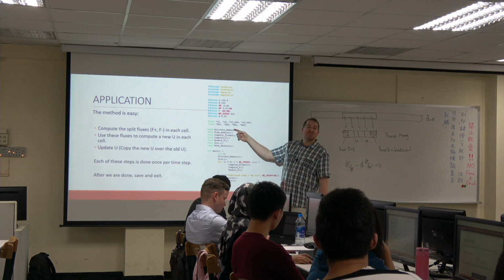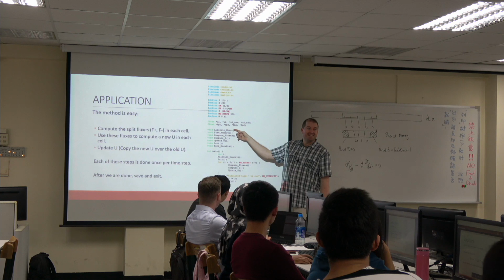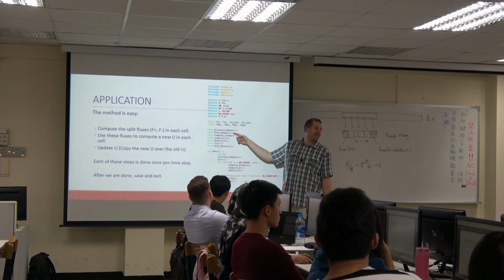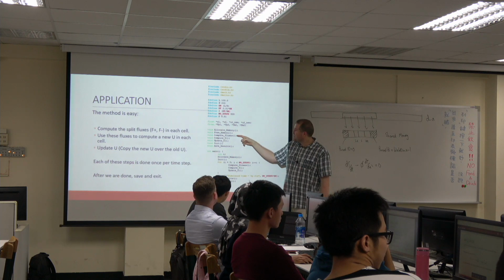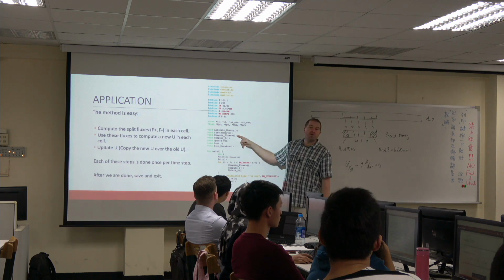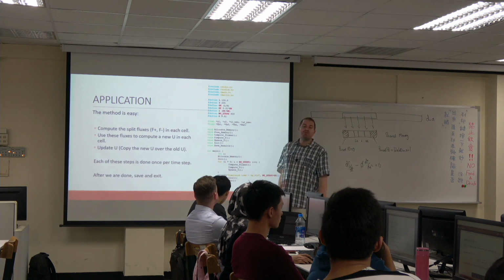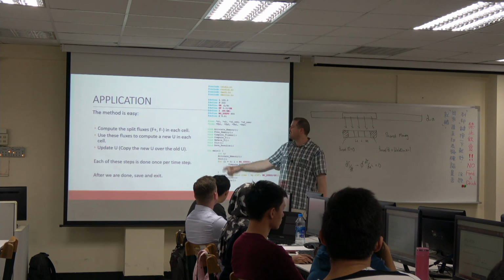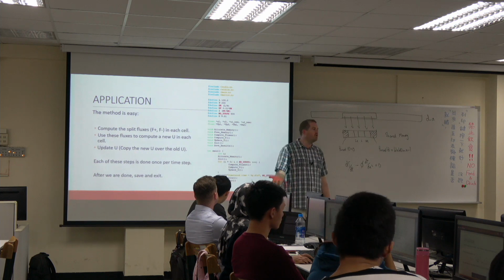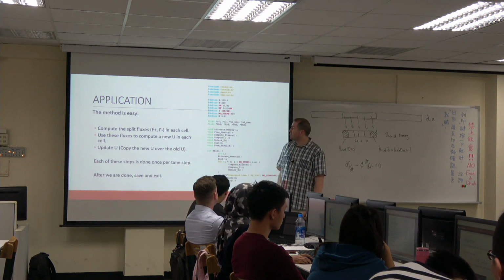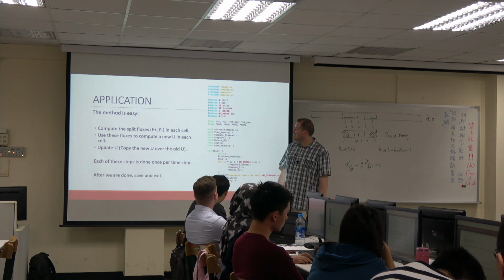Everyone has one of these functions already, am I right? Allocate memory. Free memory. If you don't have one of these functions by now, I'm going to kill you. Compute fluxes. This function is going to compute our split fluxes for us. Compute U is where we compute the new U using those split fluxes. Update U is where we copy the new U over the old U, and we're done. Init is our initial condition. Save result saves the data to file.